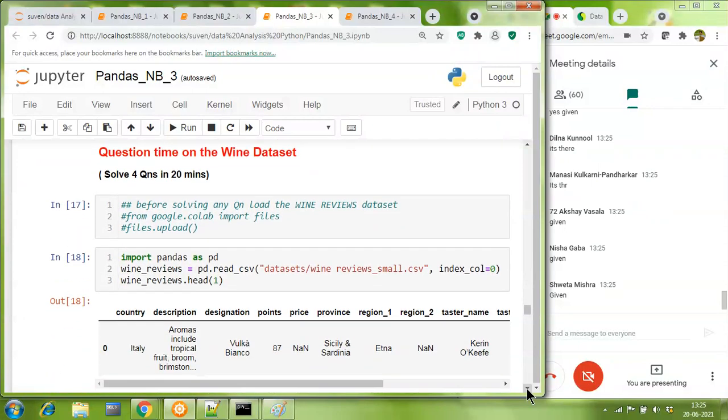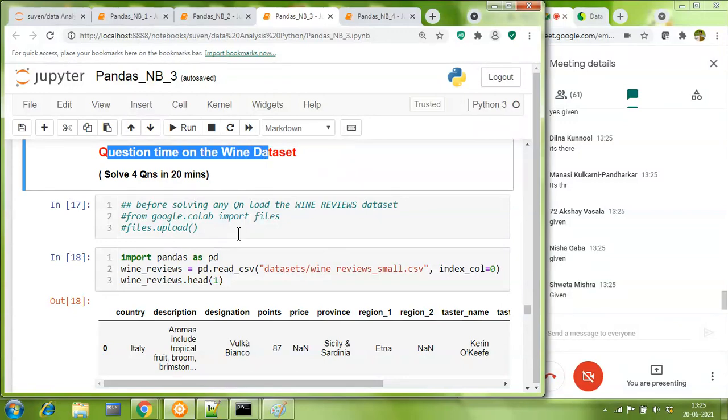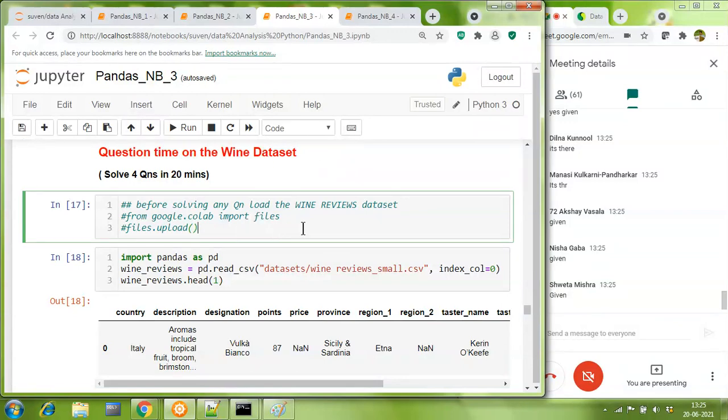Right, question time on the wine data set. Friends, we don't have 20 minutes to solve them. Trust me, we have less time to solve. So we will do it as fast as possible because we need a minimum 25-30 minute break for our lunch, isn't it? So question time on the wine data set. Let me go on discussing the problems. Please keep the data set for uploading.